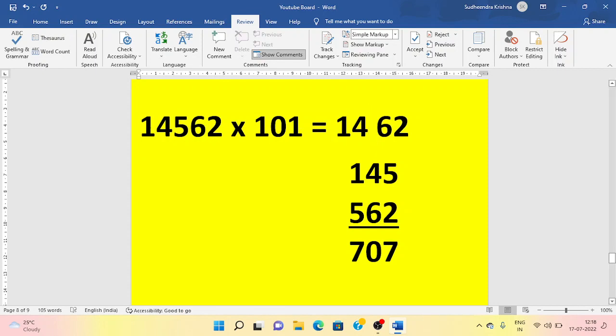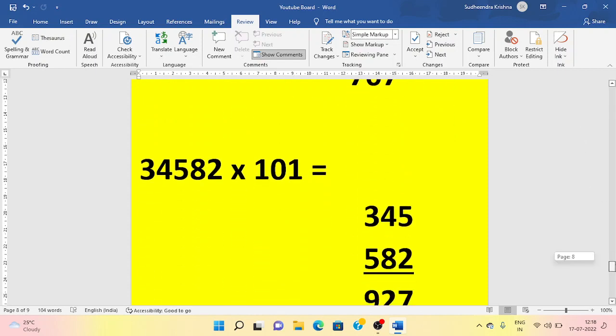Now to get the middle portion of the answer, add this 145 with this 562. So 145 plus 562 is equal to 707. So put this 707. This will give you the middle portion of the answer. So this is the required answer. So 14,562 into 101 is equal to 14,70,762. It's as simple as it.